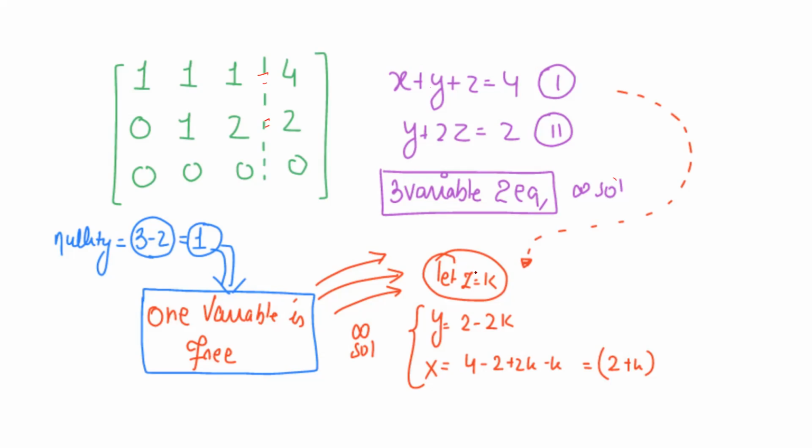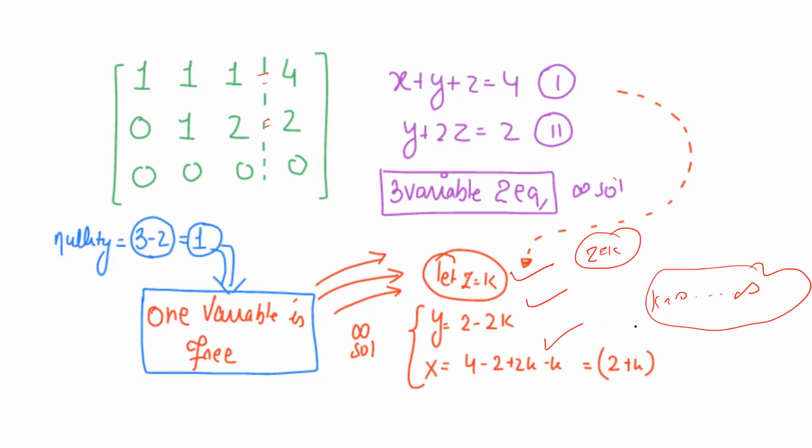So let us take any one variable, suppose z is equal to k. So we have to get this type of solution, and for k from 0 to infinity, there is a solution: an infinite number of solutions.